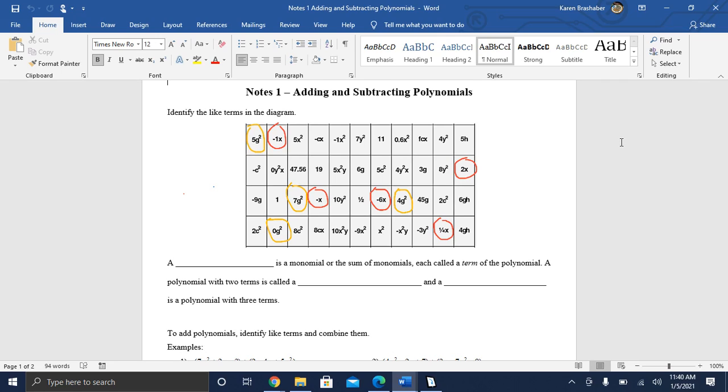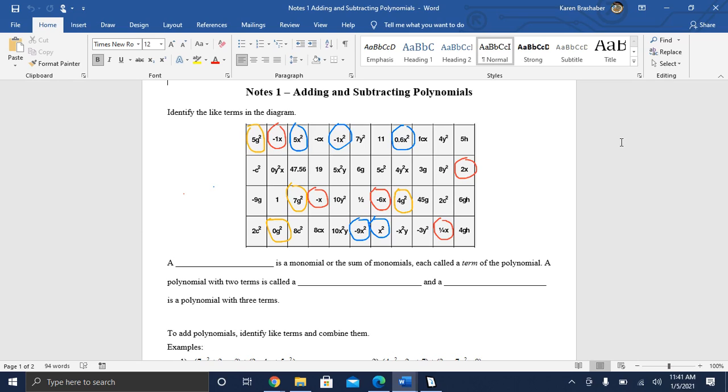So switching colors, now I'm going to look for like terms with my x to the second. 5x to the second would be a like term with, in that same row, negative 1x to the second. In that same row, 0.6x to the second. And as I continue looking for anything that would have just x to the second, in the bottom row, negative 9x to the second, and just x to the second. That would be like 1x to the second. Those would be like terms.